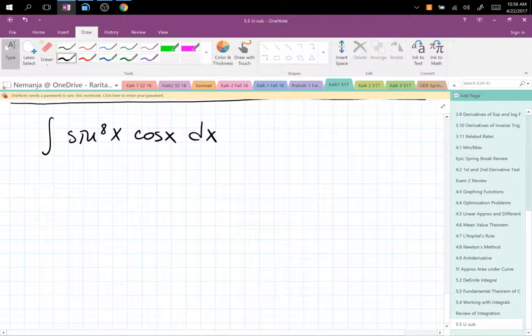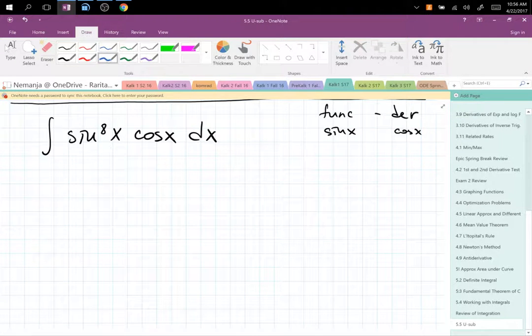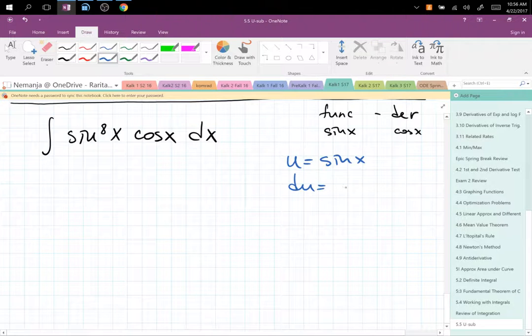How about we take a look at the problem and look for a function derivative pair? What's the function? Sine x, yes. So if I put sine x here, then its derivative is cosine x. Good. That helps me because I know u is equal to sine x, and then du is cosine x dx. And then you probably go, but what do I do with the 8? 8 is the exponent.